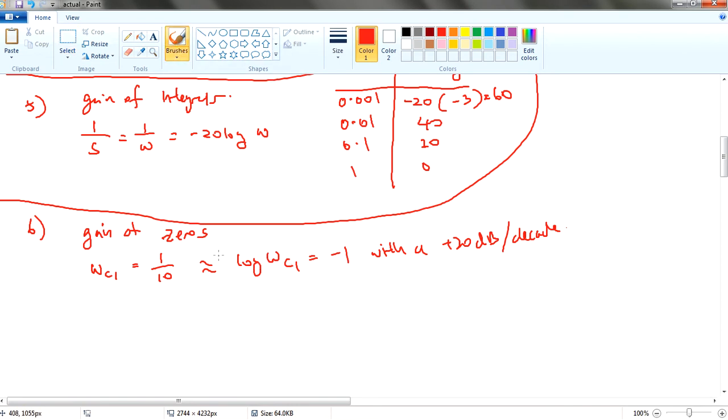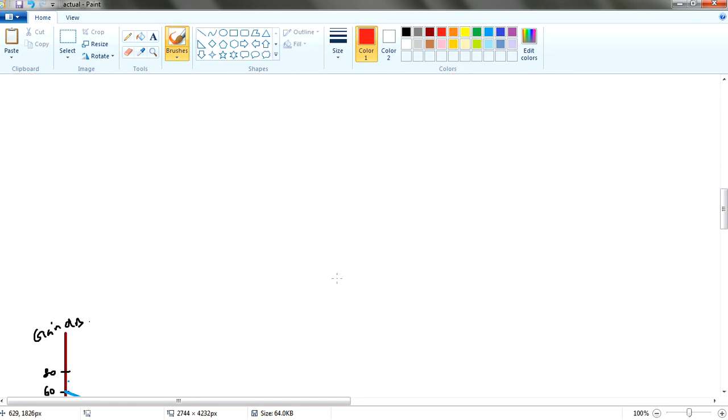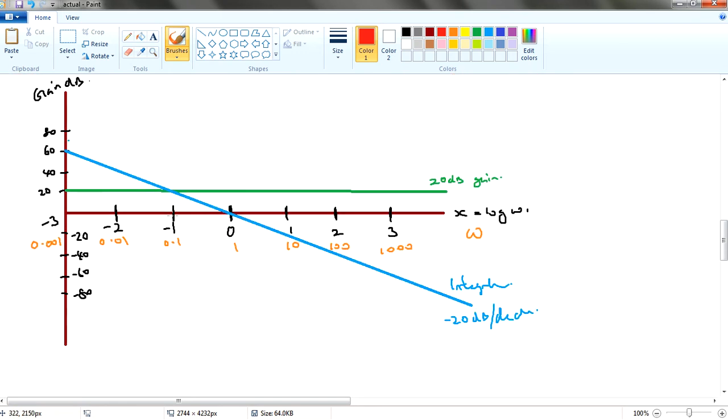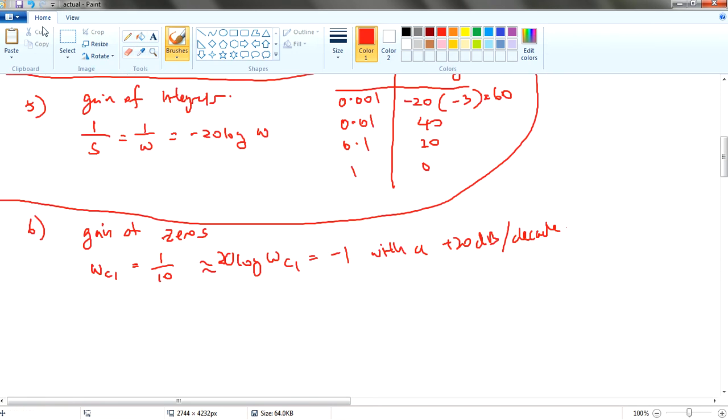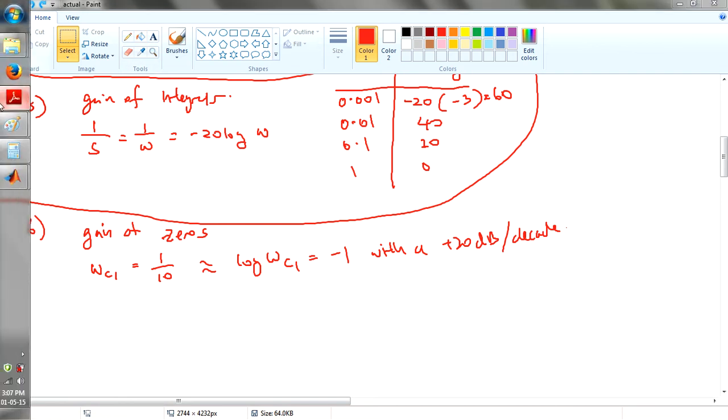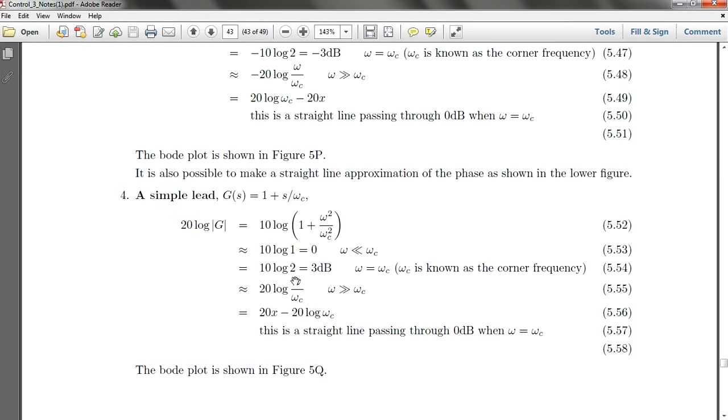If you take a look, 20 log, I have a minus 20 gain. So it should be going downwards, right? Minus, because this is minus 1, I should be going downwards, but why am I going upwards? Why do I have a plus 20? The reason is that you're only taking omega c1, you're not taking the ratio.